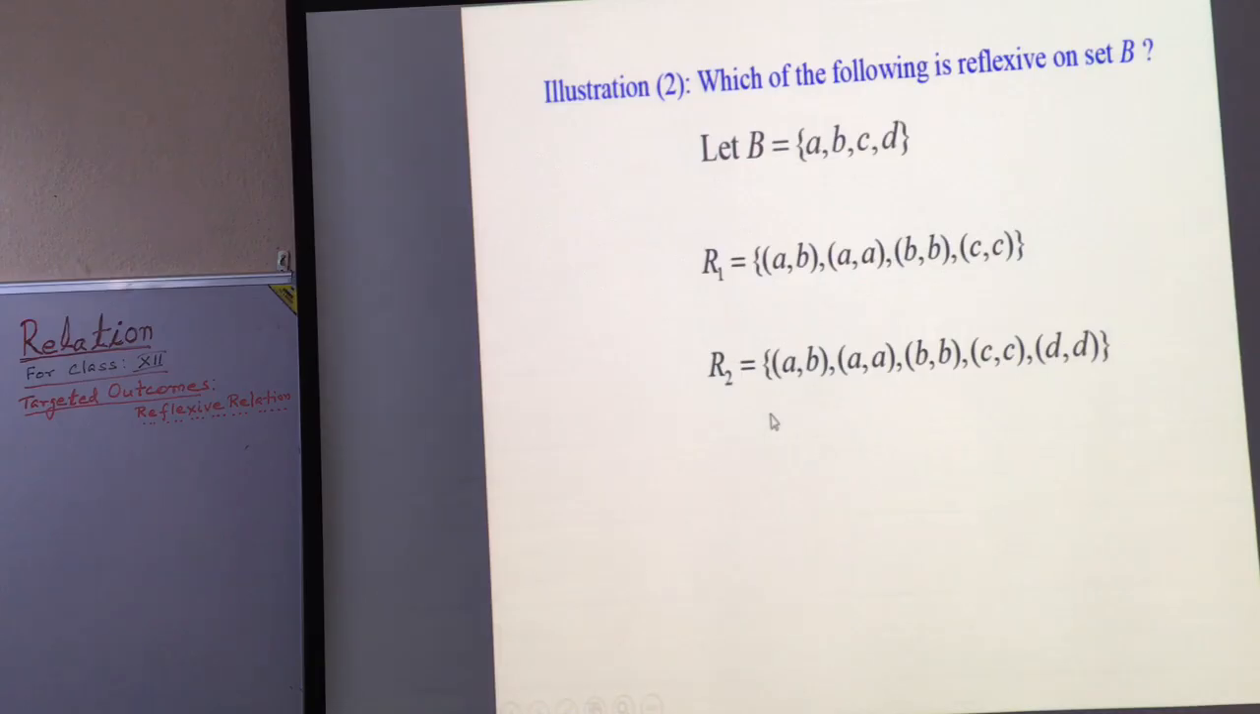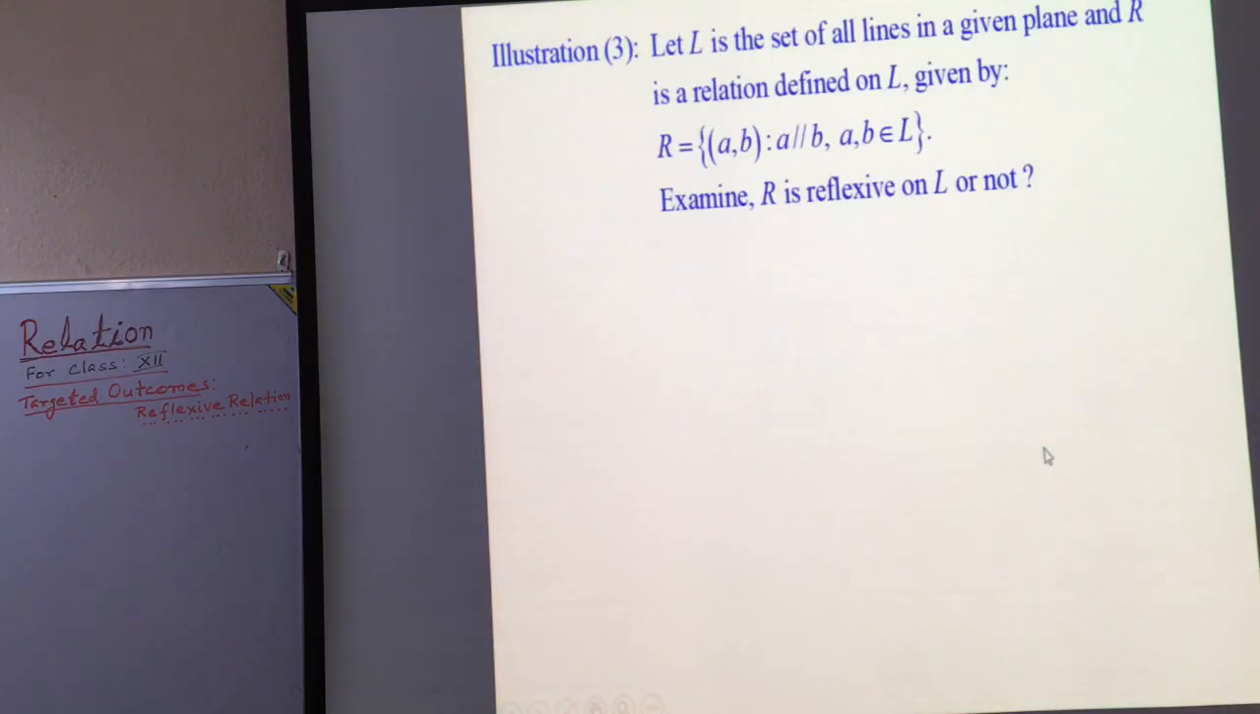What about R2? Ordered pairs AA, BB, CC, DD are present. So necessarily R2 is reflexive on B. What about R3? B cross B. Necessarily B cross B will contain AA, BB, CC, DD, and also BD, so R3 is also reflexive.